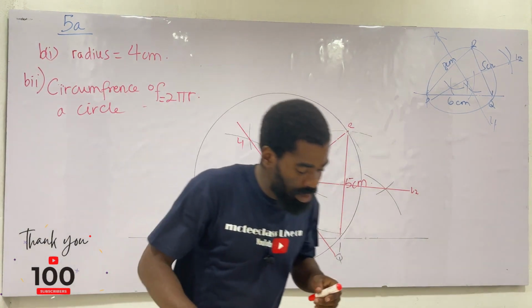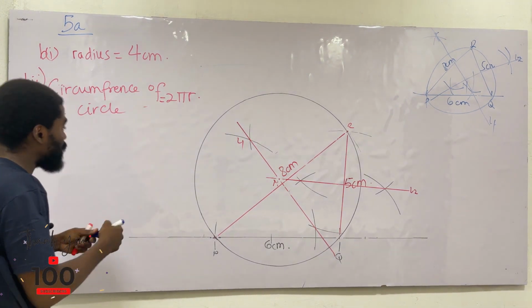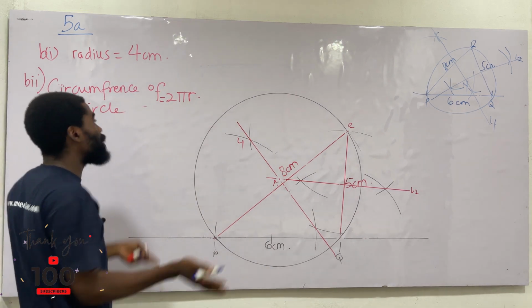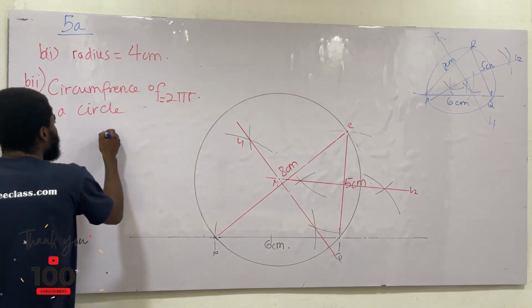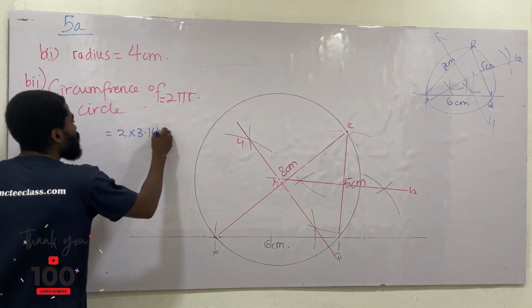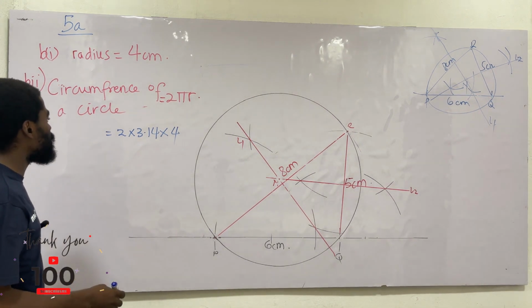And we're told to take pi to be 3.14. We have measured the radius, so all we do is substitution, then we find the circumference. So this equals 2 times 3.14 times the radius, which is 4. Then we are going to solve this and see what we get.